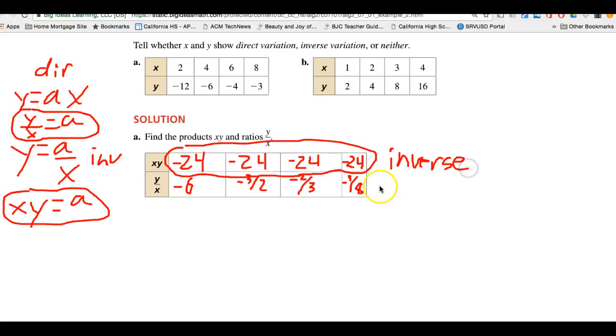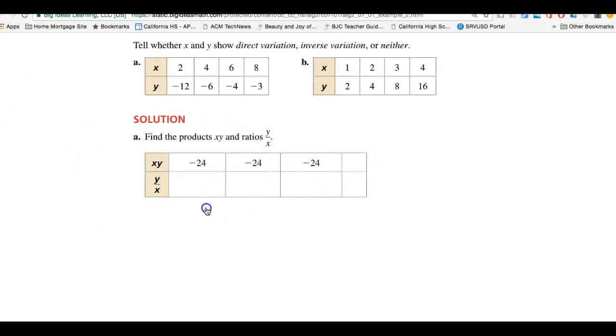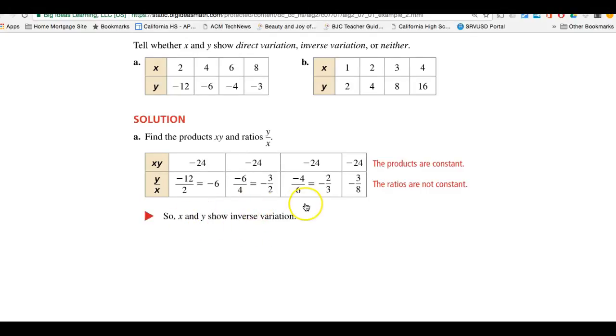Okay? Because again, you're not looking at the original function, y equals ax. You're looking at your constant. You're looking at what the ratios or products of your points equal. So this first example would be an inverse variation because the products are constant. That's exactly what we just showed right there. We've got inverse variation. Let's look at this second one.